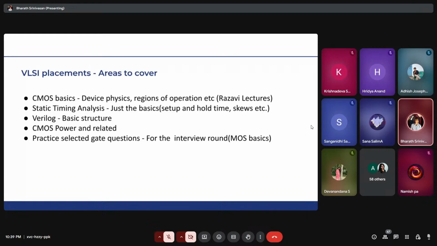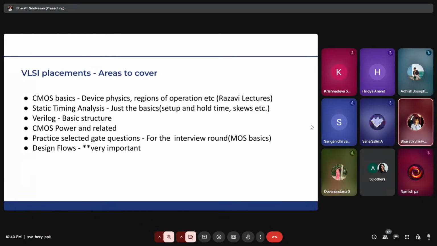The gate questions can be really useful for the test round. And design flows, the ASIC design flow and the FPGA design flow, there aren't much, but ASIC design flow is very important. Make sure that you know the design flow. If you don't know that, that is a red flag as far as the interviewer is concerned. Make sure that you know what is the output of each step, right?